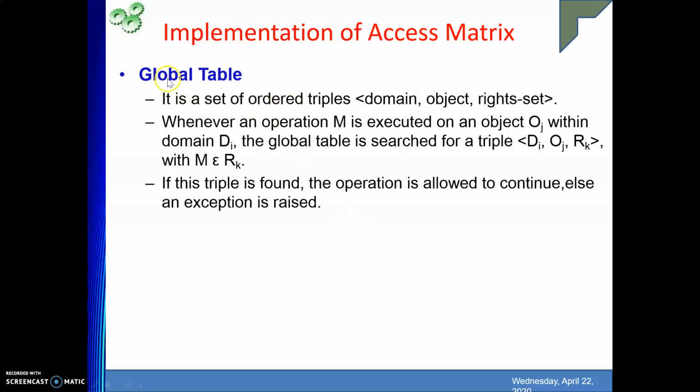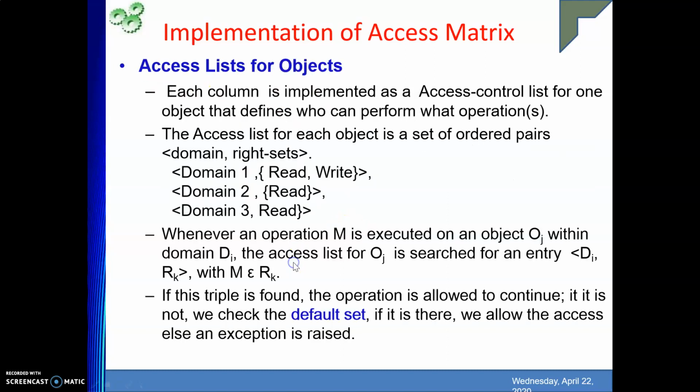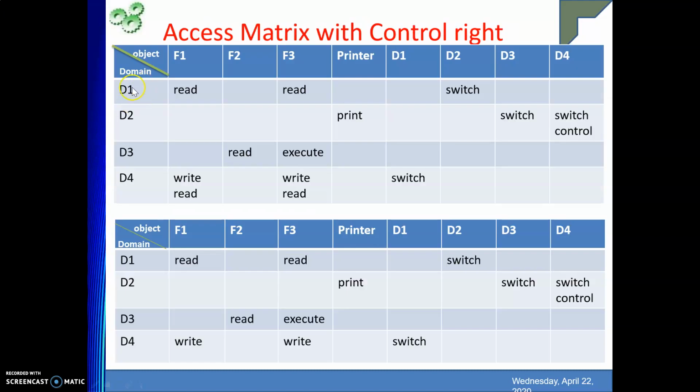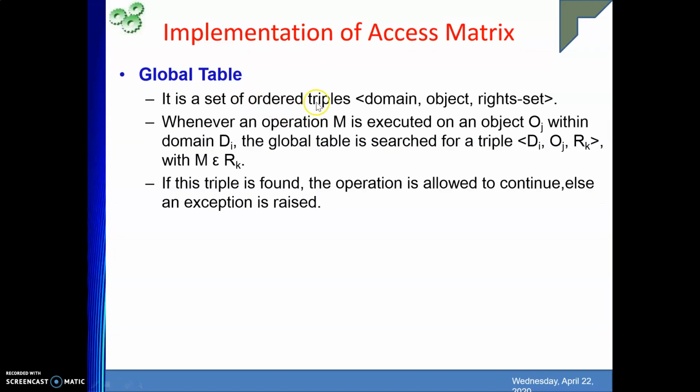Understand? So the first one is the global table. What we will do: for domain D1, for F1, read is there. Then domain D1, F3, read is there. Like this, we are going to store the ordered triples. Then whenever we are performing the operation, we will check in the triples. If it is found, we will perform it, else an exception is raised.